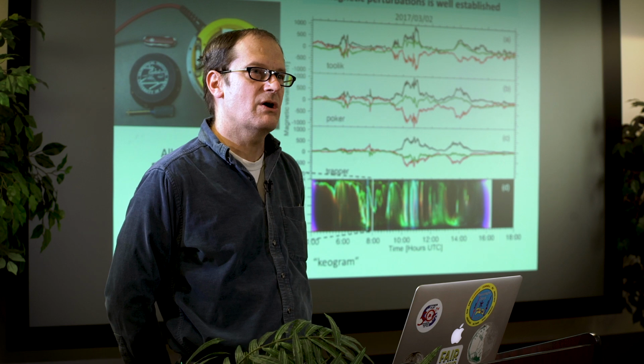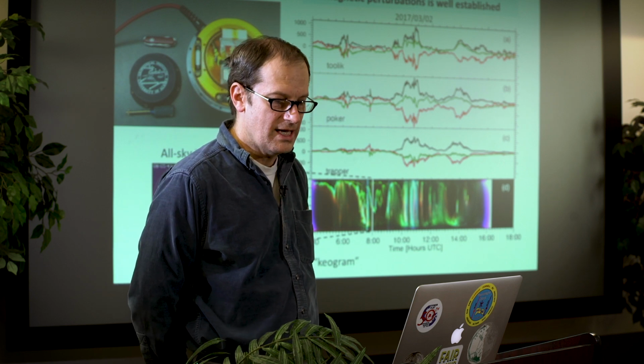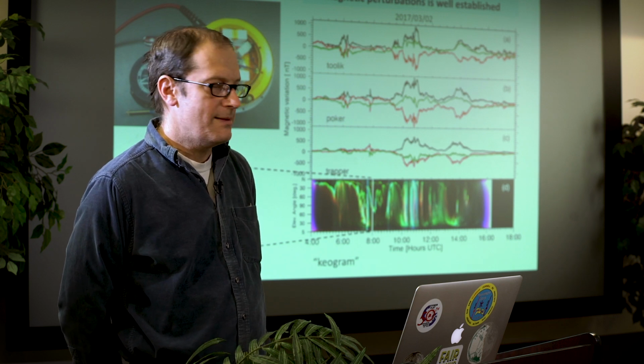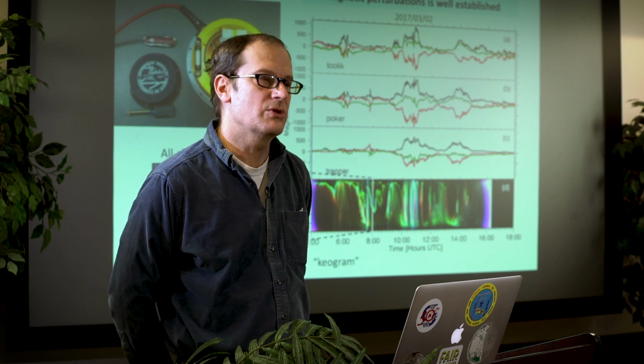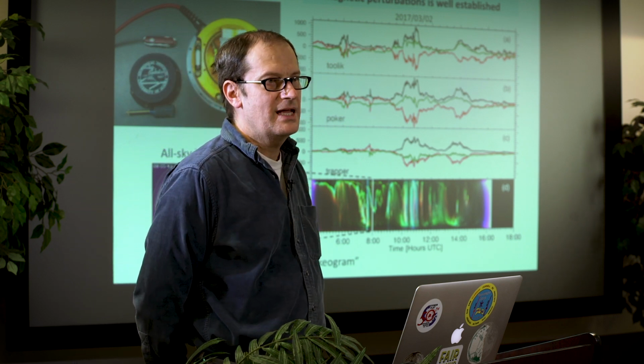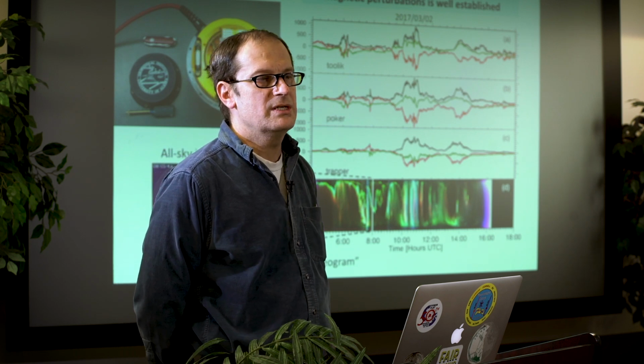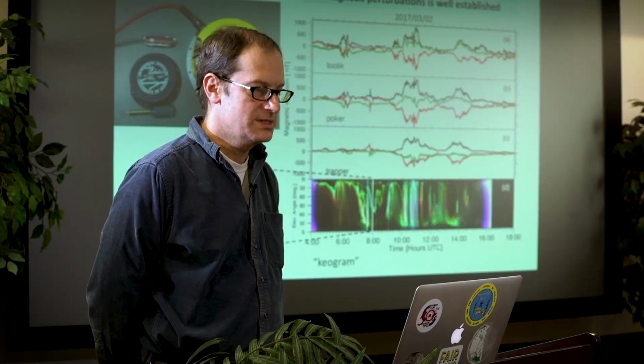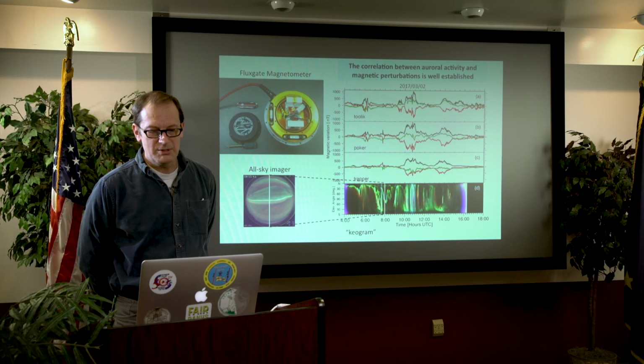And these perturbations are well correlated with the aurora, and you can see that by the bottom where we have what we call a keogram. Now, to make a keogram, what we have is an all-sky imager on the left, and you take a slice in the north-south direction at each image that comes through, and then you just sort of stack those up as a time series. And you can see that all-sky image on the left.